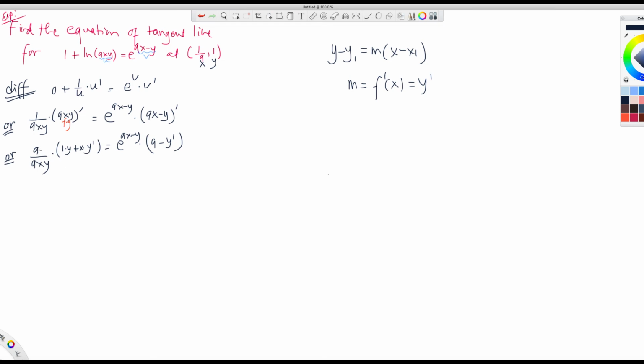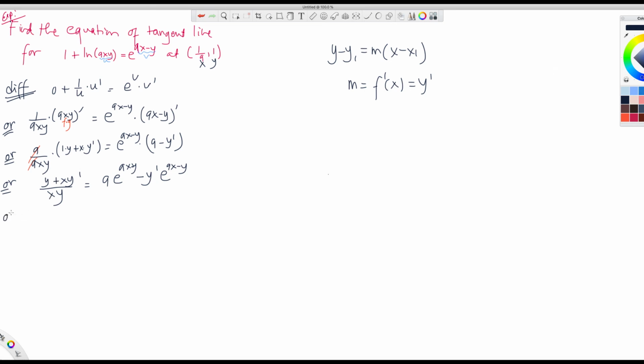Okay, so let us simplify that. You can divide that 9 by 9, so what is left is 1 over xy, right? So you see (y plus xy prime) divided by xy equals 9 e to the 9x minus y, I'm distributing this to both of those, minus y prime e to the 9x minus y, I'm sorry about that, 9x minus y. Okay, so our goal here is to solve for y prime, don't forget that goal.